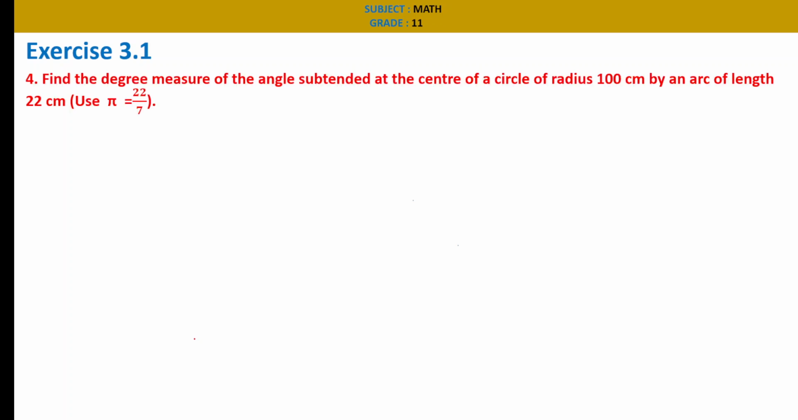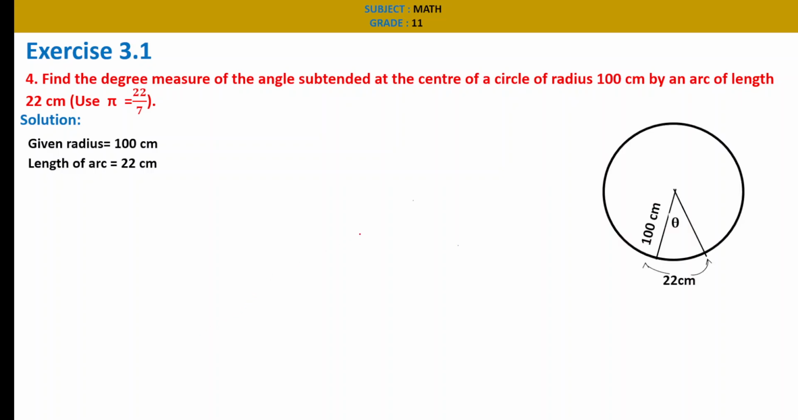Exercise 3.1, question number 4. Find the degree measure of the angle subtended at the center of a circle of radius 100 centimeters by an arc of length 22 centimeters. Solution. Here, given radius is 100 centimeters, and the length of arc is 22 centimeters. Now let us depict it in pictorial form. Let us make a circle with a radius of 100 centimeters and keep an arc of 22 centimeters. Now, the angle, let us assume as theta.